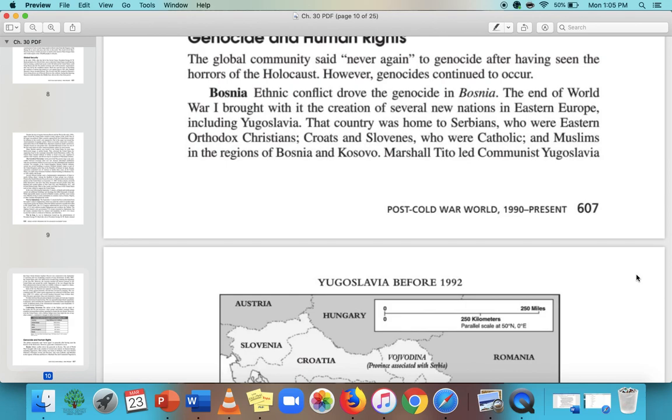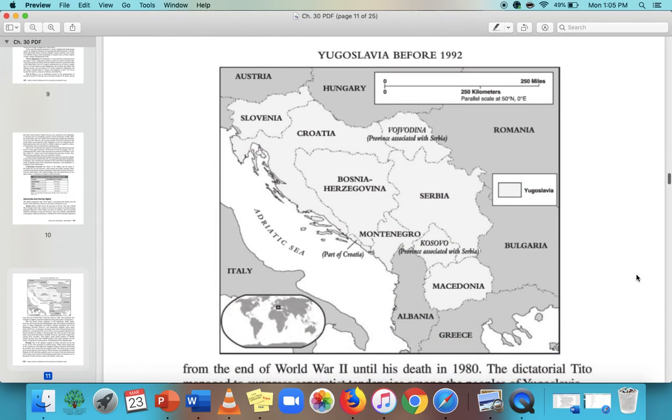It was home to the Croats and Slovenes, who were Catholic. Maybe you've heard of Croatia and Slovenia. And it was also home to Muslims in Bosnia and Kosovo. So I want you to look at this map right here of Yugoslavia before 1992 on the next page there. I'm just going to read this next section to you.